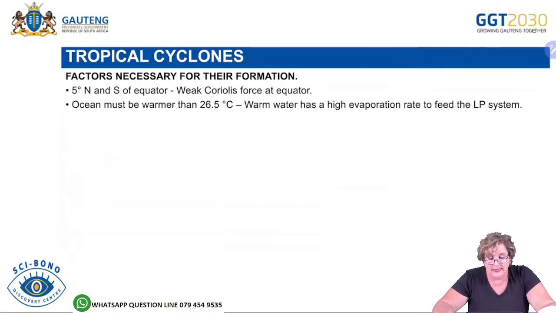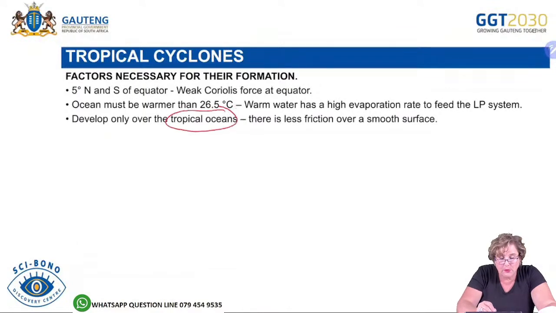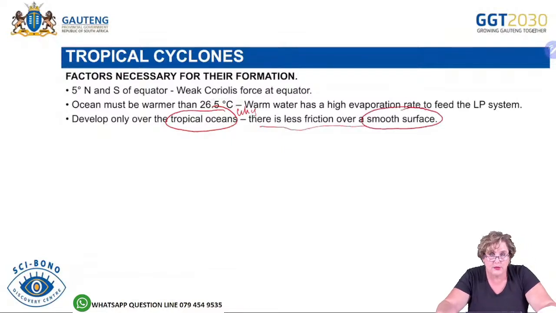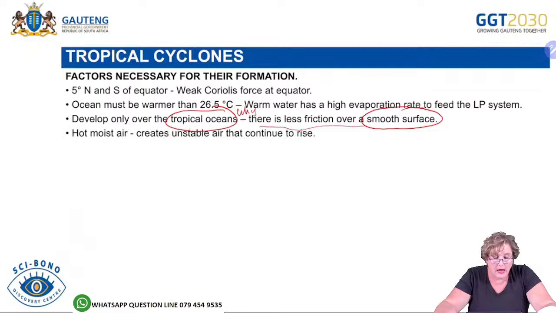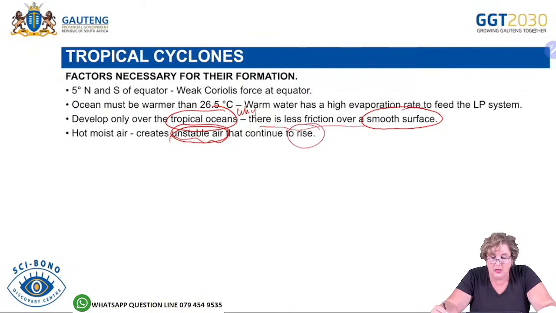The warmer water has a high evaporation rate to feed this low pressure system. It develops over the tropical oceans. Now we can ask, why the tropical oceans? Because I can always say why. There's less friction and it wants a smooth surface. So for every factor there's a reason. It needs hot moist air. Why? Hot air rises. That makes the air unstable and it's going to rise. So a tropical cyclone requires hot moist air.